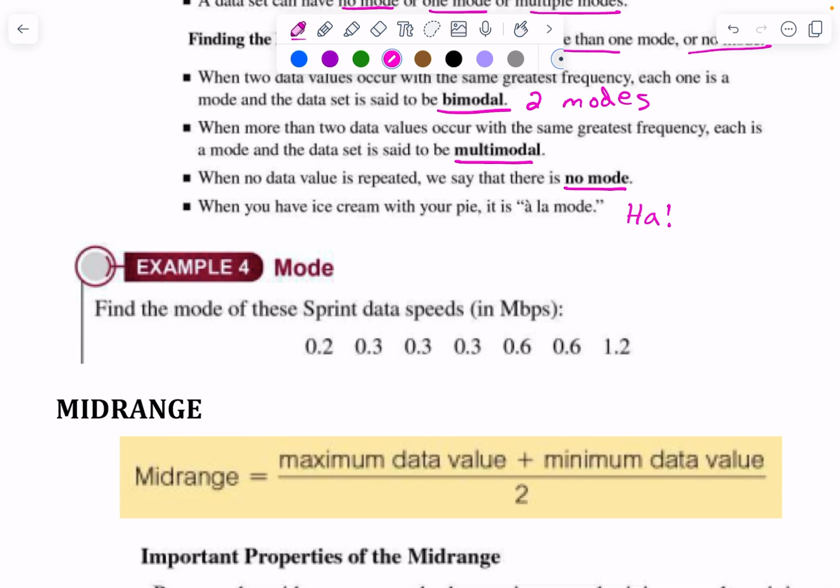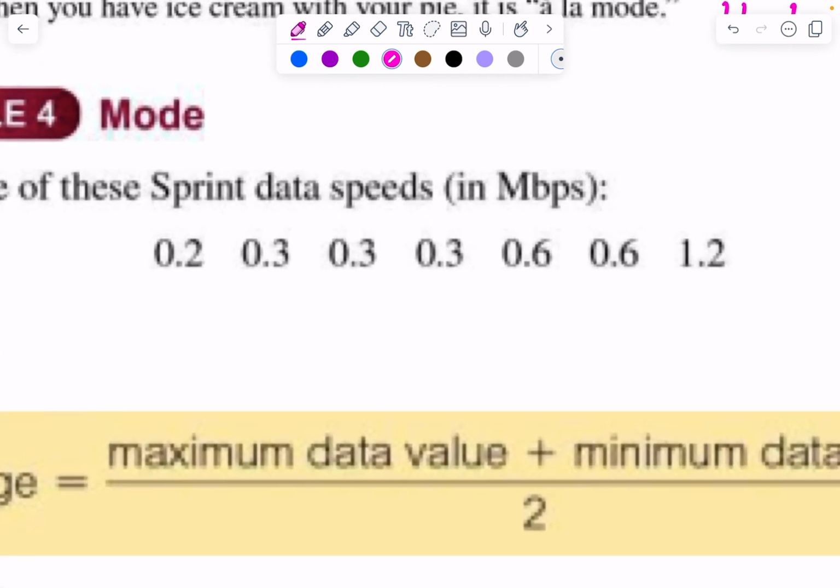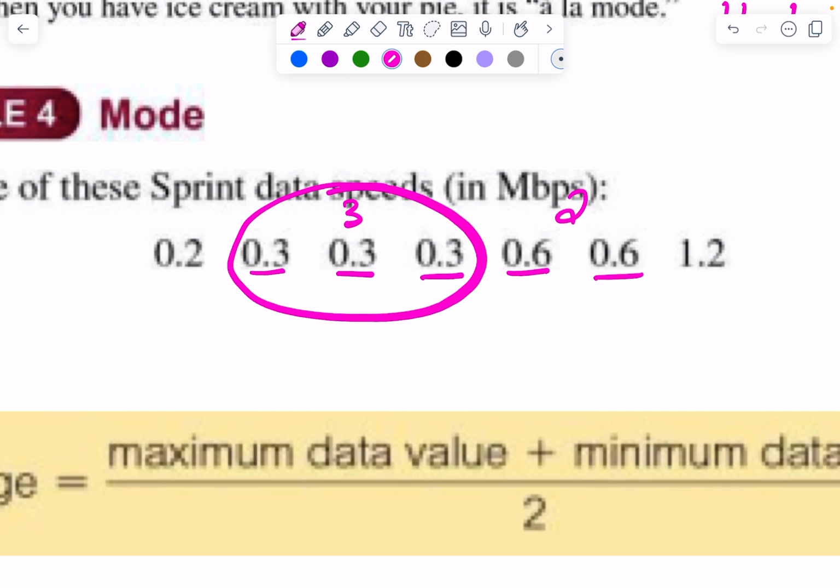What is the mode? Do these have to be in order to find a mode? No, not necessarily. It's easier to see if you have them in order. Now, question. 0.3 appears 3 times and 0.6 appears twice. So are they both modes because they both appear more than once? Or is it just 0.3? You only go with the one that occurs with the greatest frequency, not just because it occurs more than once, right? So my mode is 0.3.